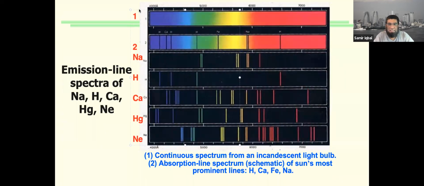You guys know your white light, there's no frequency, there's no wavelength for white light. White light doesn't exist, you know that, right? Yes. White light is the mixture of all these wavelengths, which is shown here in number one. That's your light bulb. Number two is your absorption line spectrum of sun's prominent lines. All right, so now when you see this, how are they related to each other?